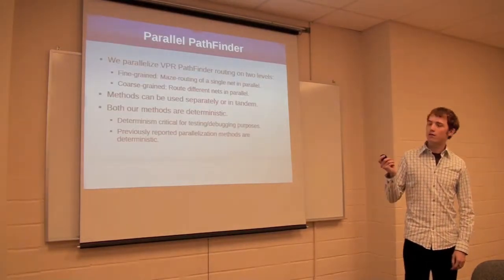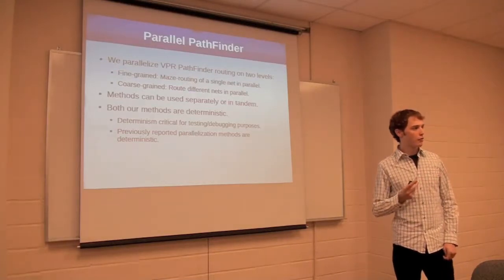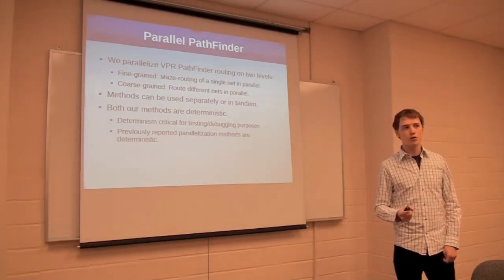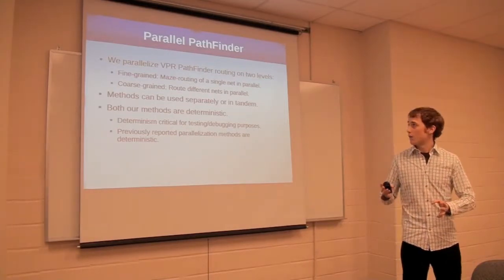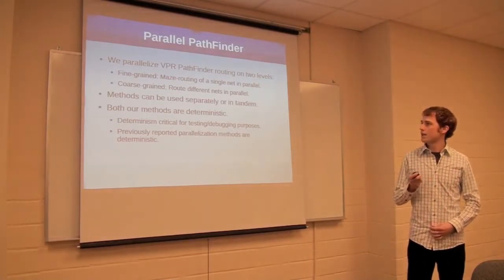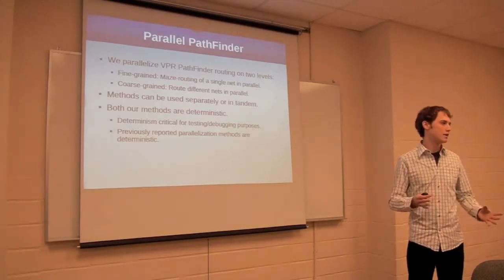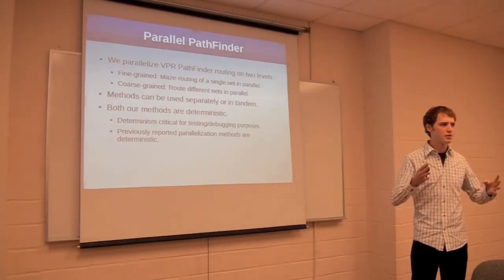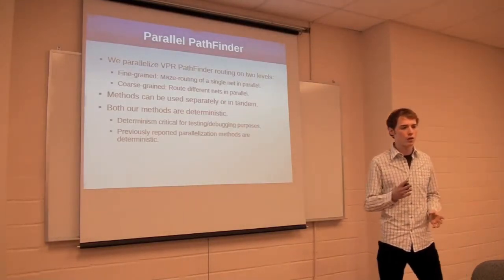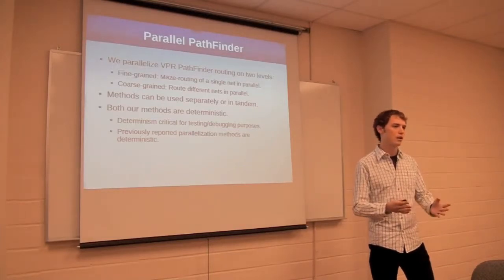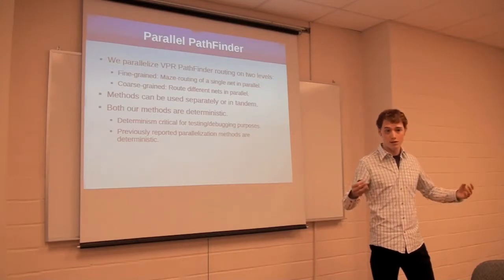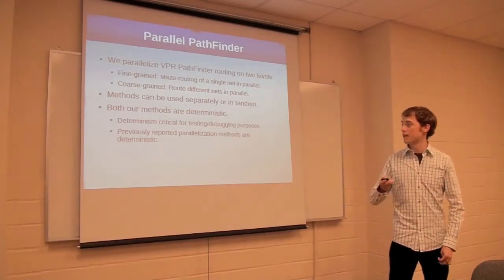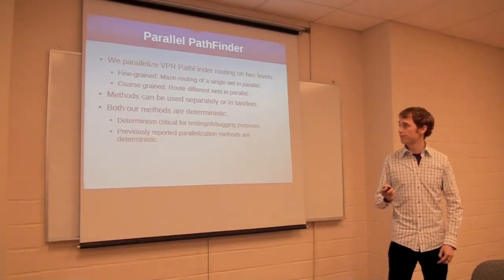Okay, so we parallelize Pathfinder in 2 ways. The first way is a fine-grained approach where we actually parallelize the maze routing of a single net. The second approach is a coarse-grained approach where we parallelize Pathfinder. And this may be what you think about if you were to think about how to parallelize routing, which would be to just split up the nets between different processors and route the nets in parallel. So we do that and we communicate some congestion information.